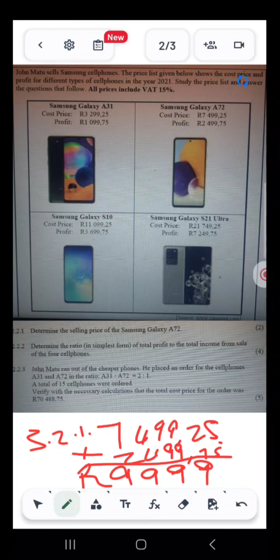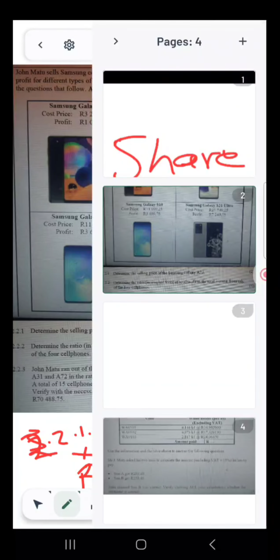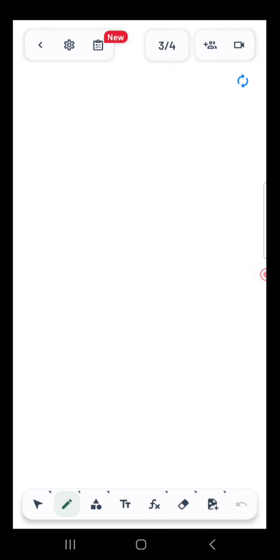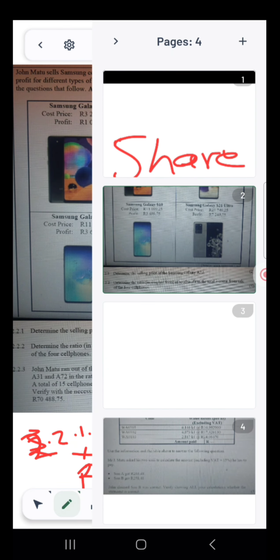Now the second question, which is 3.2.2. Why am I saying 3? It's 2.2.1 and then 2.2.2. Okay, let's look at what the question is looking for.